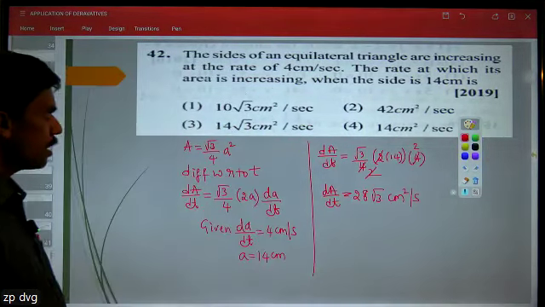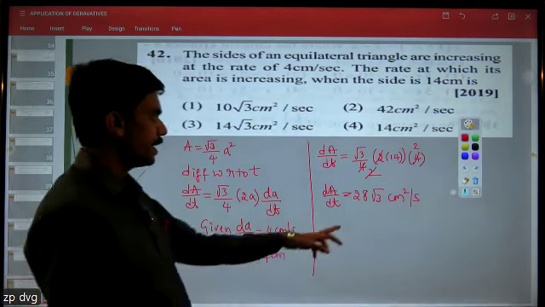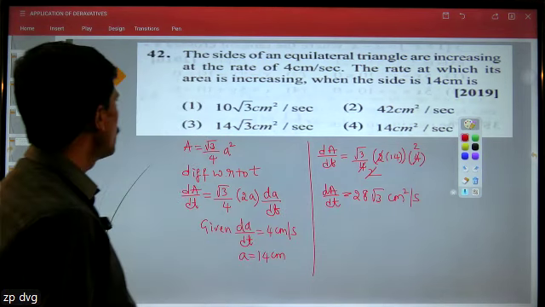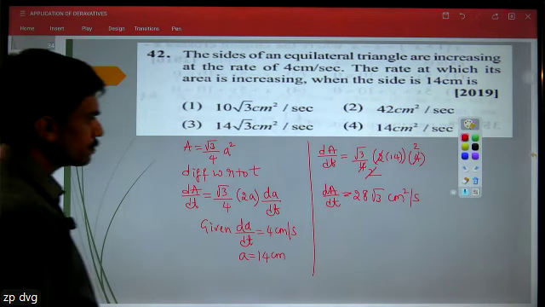In options, the answer is not there, but the correct answer is 28 root 3 centimeter square per second. Question number 42 is completed. Next, we have to go for question number 43.